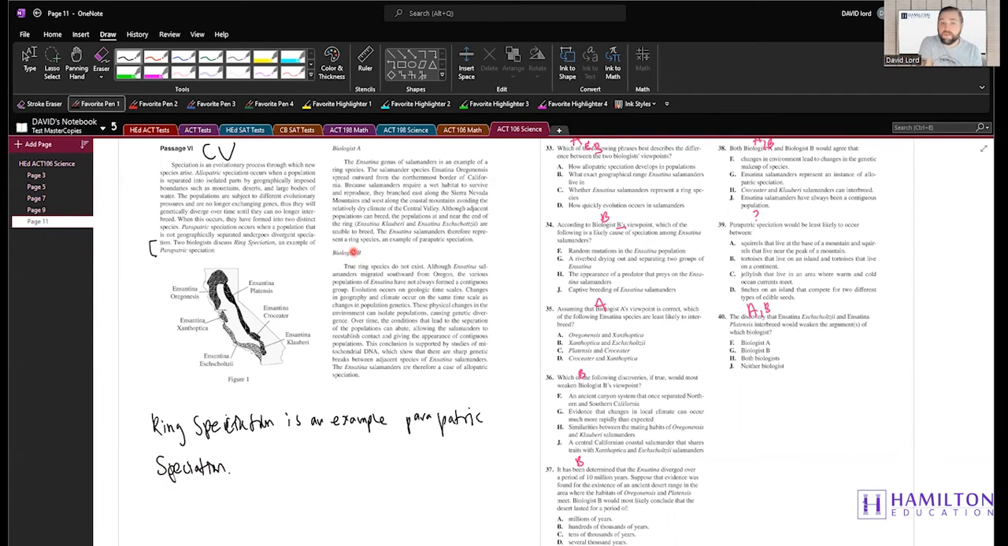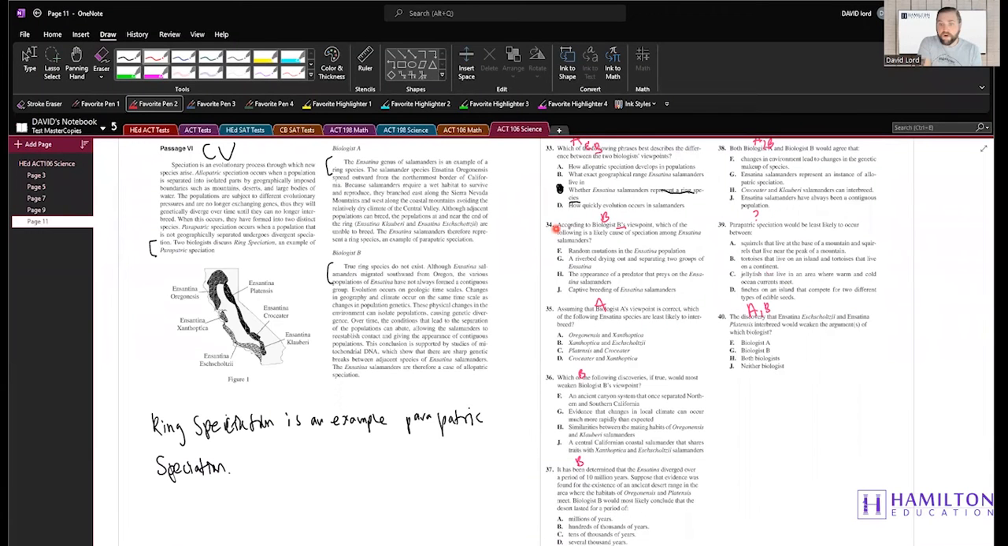All right, usually we want to find the hypotheses. We look at the beginning of each biologist. So biologist A says Insentius genus Finlandus is an example of ring species, and biologist B says true ring species do not exist. So they're basically debating whether or not the ring species exist. How allopatric speciation develops in populations, what exact geographical range that the salamanders live in, whether salamanders represent a ring species. There we go, right here. Are they a ring species? Biologist A says yes, biologist B says no. So the answer should be C for 33.